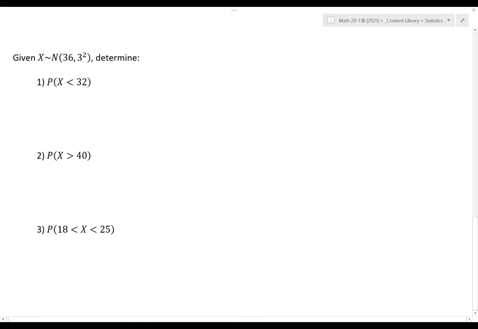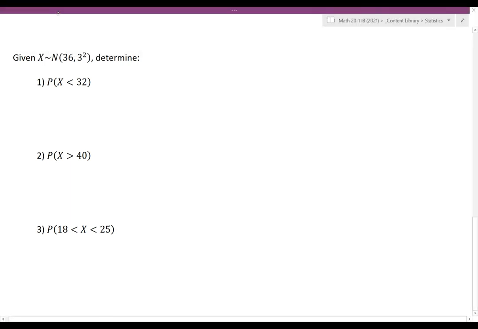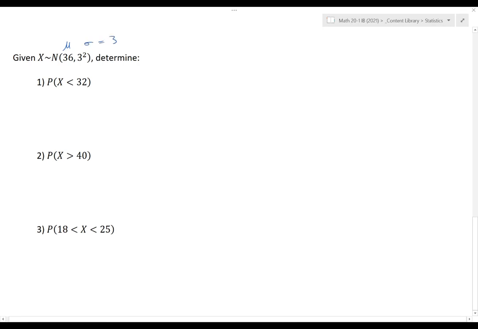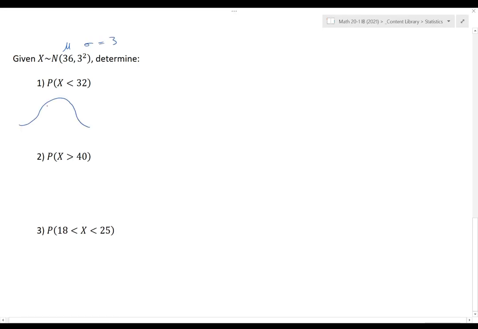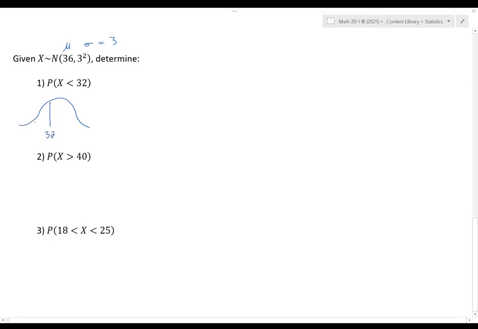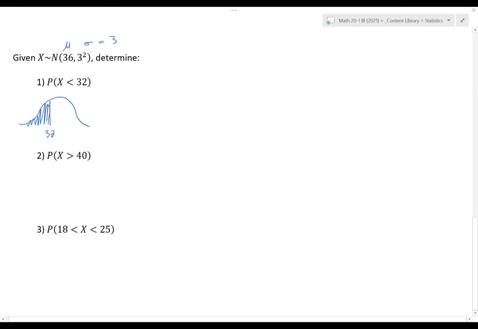We can also use the calculator to determine just generic ones that aren't necessarily in a context. So given some random variable x that is normally distributed with a mean of 36 and a standard deviation of 3, if we want the probability that x is less than 32, so 32 is on the left-hand side of the mean, we want this probability here. It's going to be less than 50%.